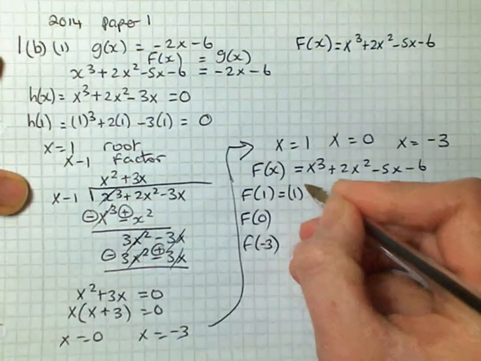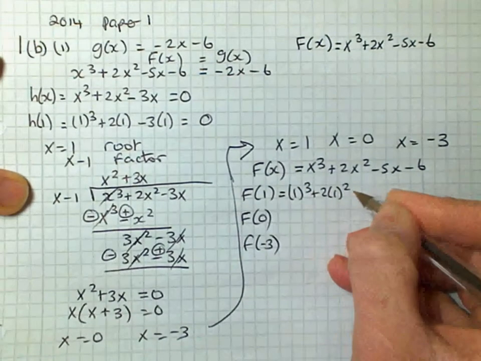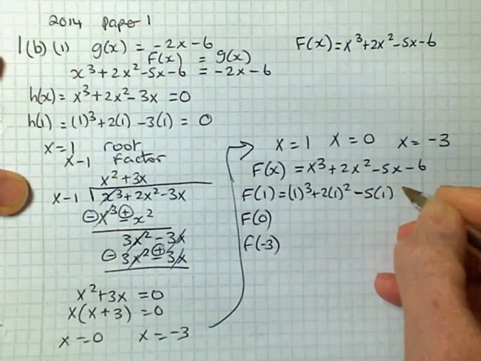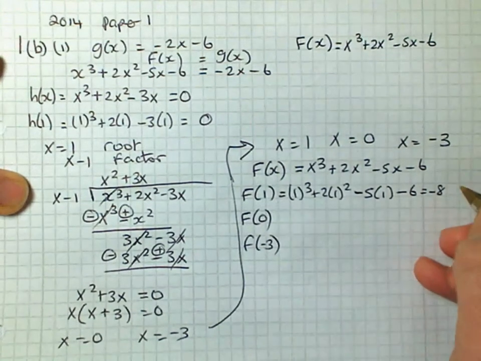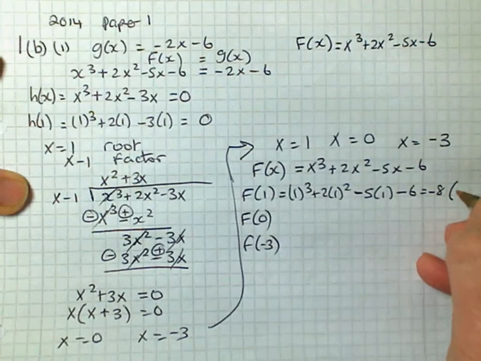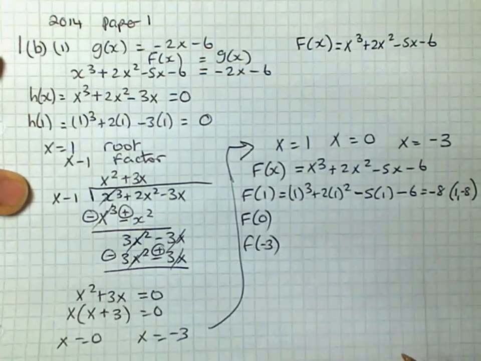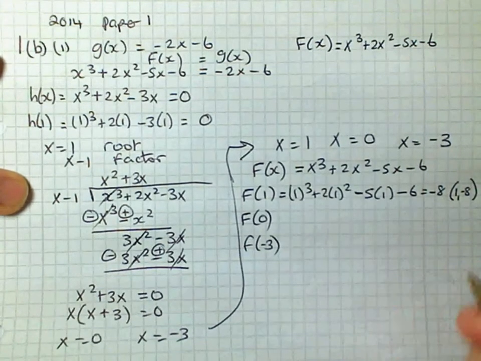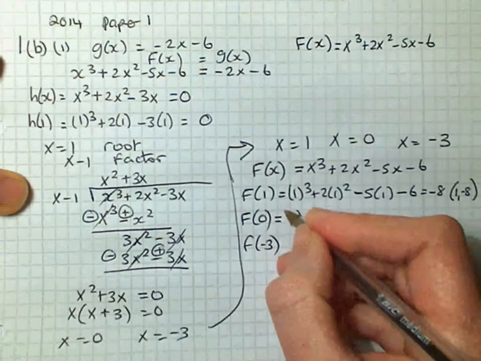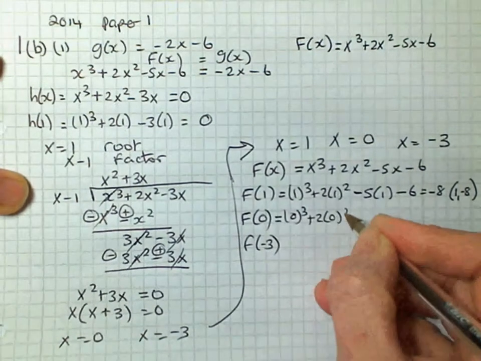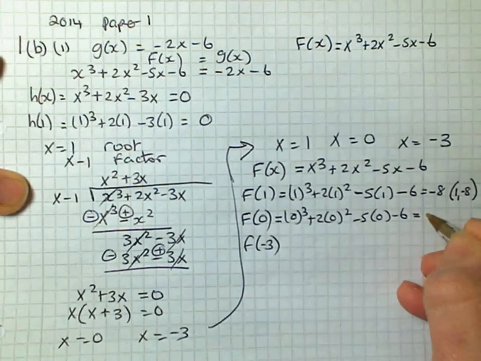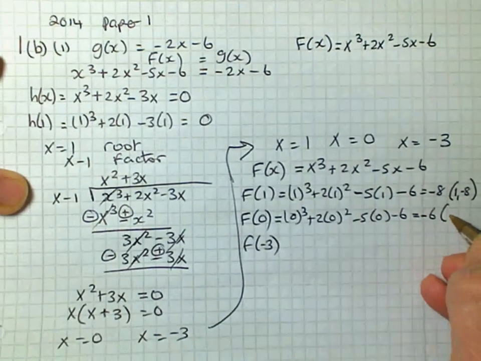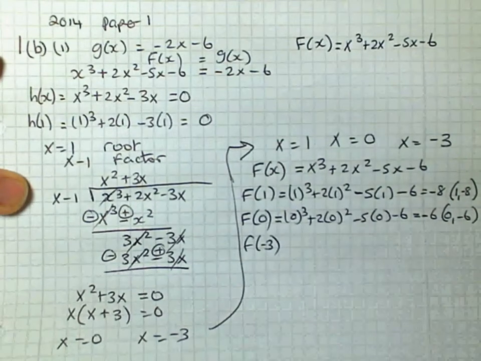Okay, so it's 1 cubed plus 2 by 1 squared minus 5 by 1 minus 6, and we get an answer of minus 8. So our point is 1, minus 8. That's the first point where the line and the curve intersect. Then we have 0 cubed plus 2 by 0 squared minus 5 by 0 minus 6. So that gives us an answer of minus 6. So our next point is 0, minus 6.